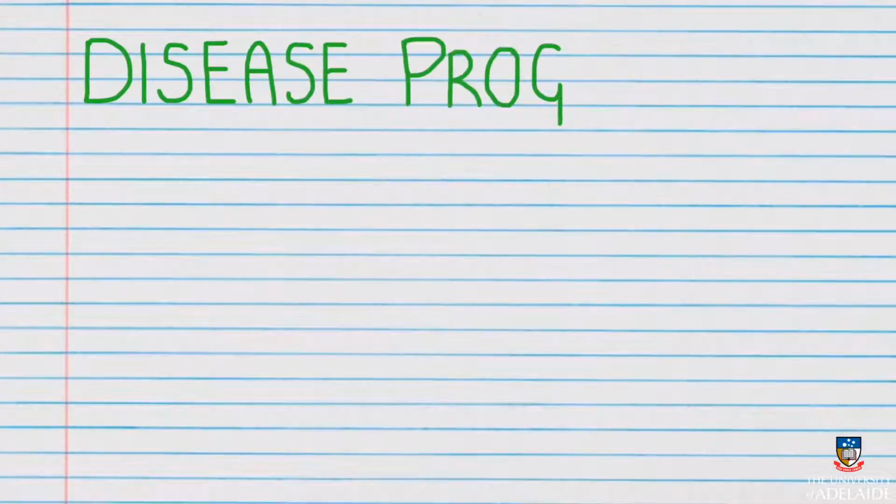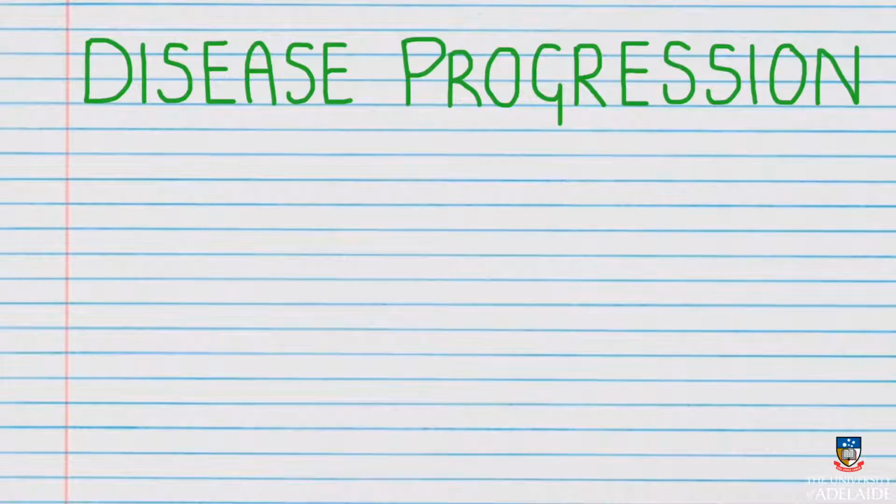Understanding disease progression. You have to know if the patient's disease is reversible or irreversible. For example, gingivitis can be reversed with good oral hygiene. However, periodontitis cannot be reversed as the bone is already lost and cannot reform its original height.